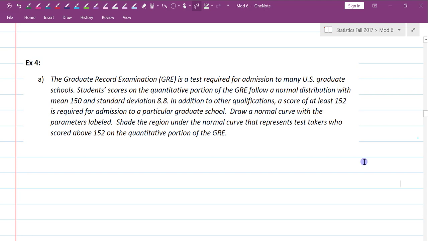Okay, the GRE is a test required for admissions to many U.S. graduate schools. Student scores on the quantitative portion of the GRE follow a normal distribution with a mean of 150 and a standard deviation of 8.8. In addition to other qualifications, a score of at least 152 is required for admission to a particular graduate school. Draw a normal curve with the parameters labeled. Shade the region under the normal curve that represents the test takers who score above 152 on the quantitative portion of the GRE.